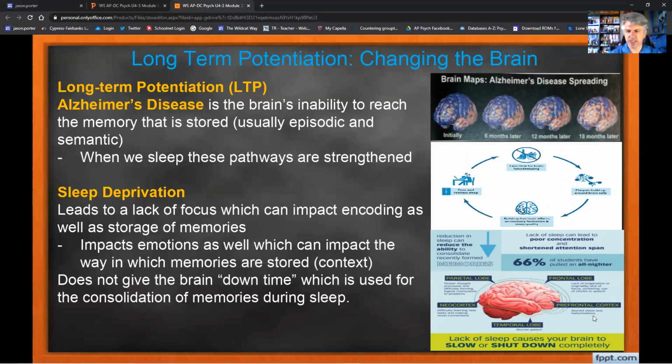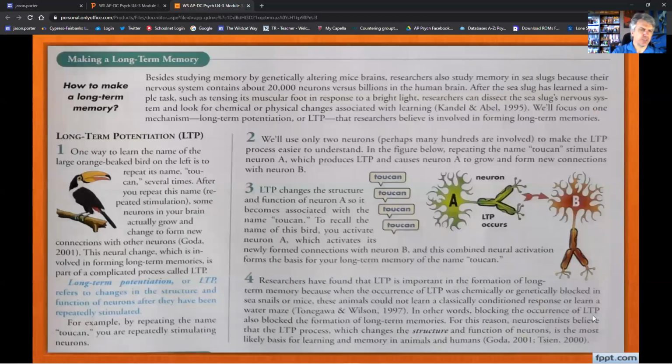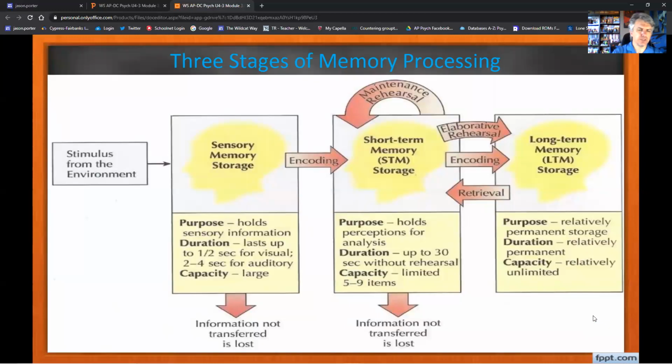So that's why sometimes it's better to just stop studying early, get to sleep, let your body process it, let your brain process it, and start fresh the next day. There's a lot to that. Some other things on LTP right there with sleep deprivation.